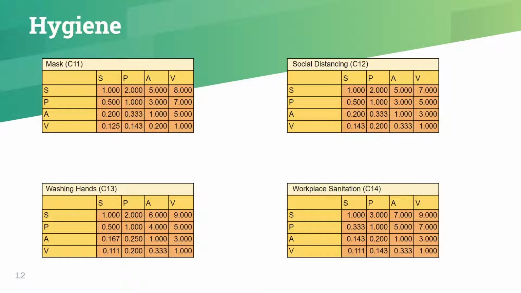So to begin, I'll be explaining in detail the calculations used for the hygiene criteria, and for the rest of the criteria, only be showing the results. So for hygiene, we have 4 separate sub-criteria, which are wearing masks, social distancing, washing hands, and workplace sanitation. Workplace sanitation refers to either workplace or school sanitation depending on whichever environment suits it. The other 3 factors are relatively self-explanatory.